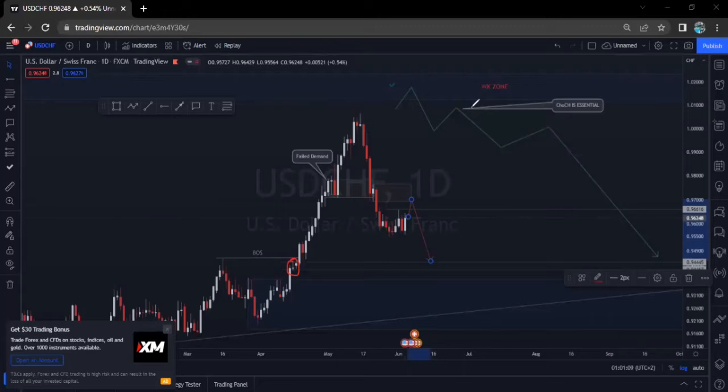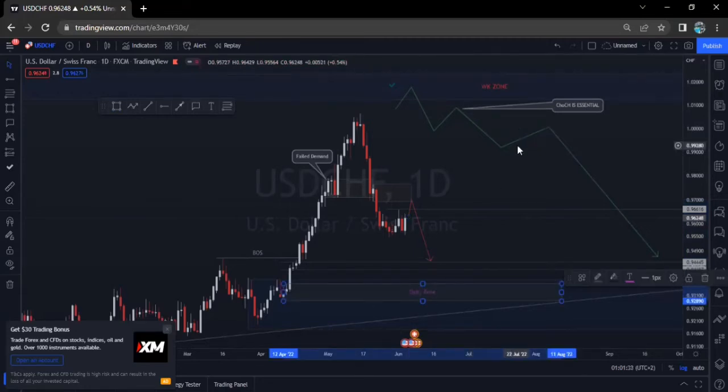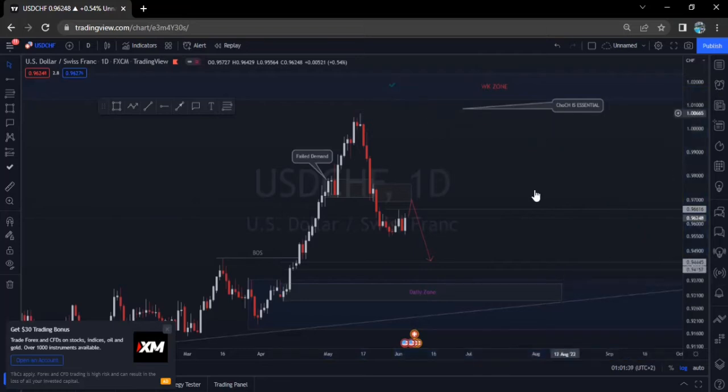But as you can see below it, we have a fair value gap. So that's the first one where the market can potentially reverse. But then the second one is here, which is a higher probability level because it is nested within a higher time frame zone, right? So that's what I see on USDCHF. I'm still bearish on this pair.